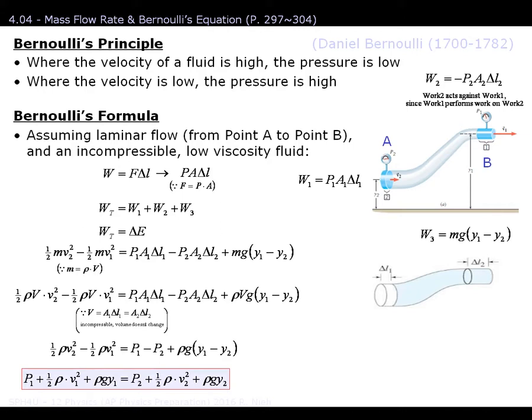Again, with the derivations, we don't really need to worry about it on the exam, but it's nice to know where this formula came from.